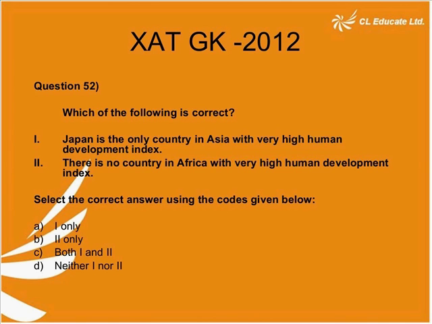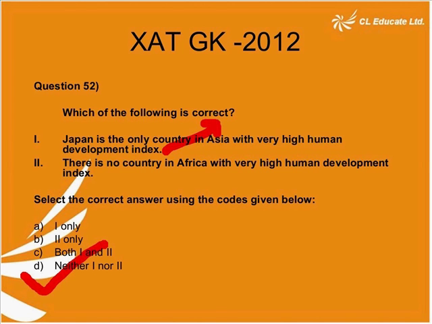What is the correct answer? The correct answer is D. Japan is not the only country in Asia with very high development index. It is not a relative term. If you see the human development index, it is being categorized into very high, high, medium and low. So it is not a relative term, it is an objective term.